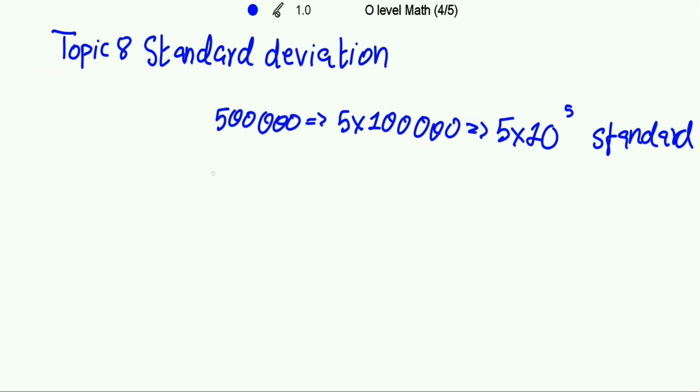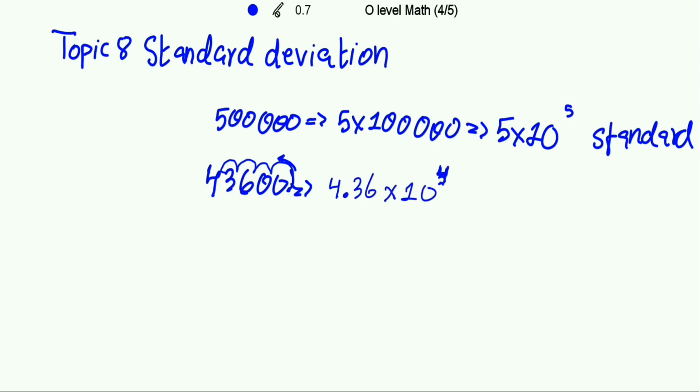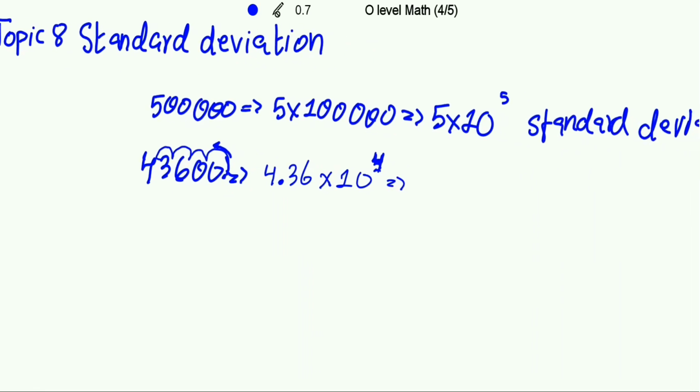Let's say that I have the number 43,600. Now I want to know what is the standard deviation of this one. So if I just see it correctly, the point is going here, then here, here, here. So 1, 2, 3, 4. So it's 4.36 multiplied by 10 of power 4. So this is the standard deviation.